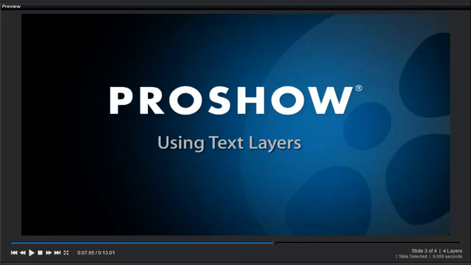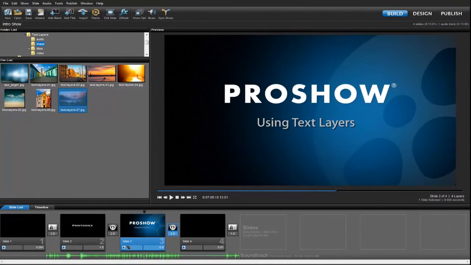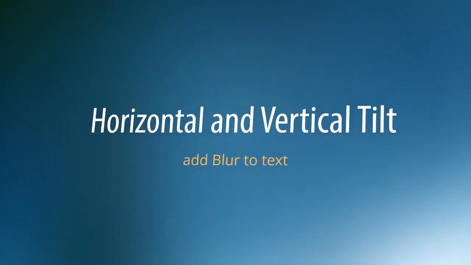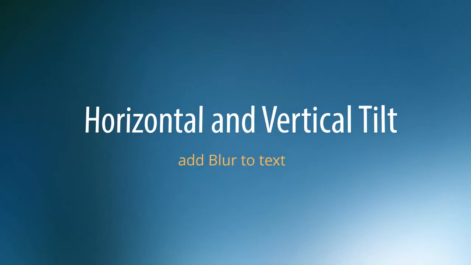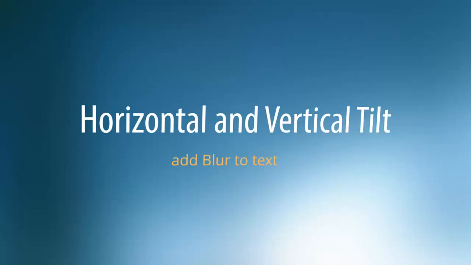In this lesson, we're going to take a look at one of the coolest new features in ProShow Producer 6, text layers. So what can you do with text layers that you can't do with captions? The best way to answer that is to check out some examples of the kinds of effects you can make using text layers. In this first example, we can see text layers using options that were previously only available for image and video layers, like tilt and blur.